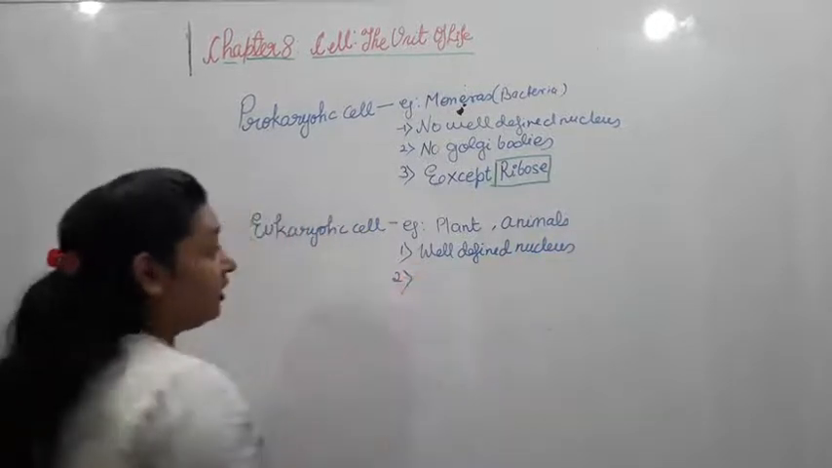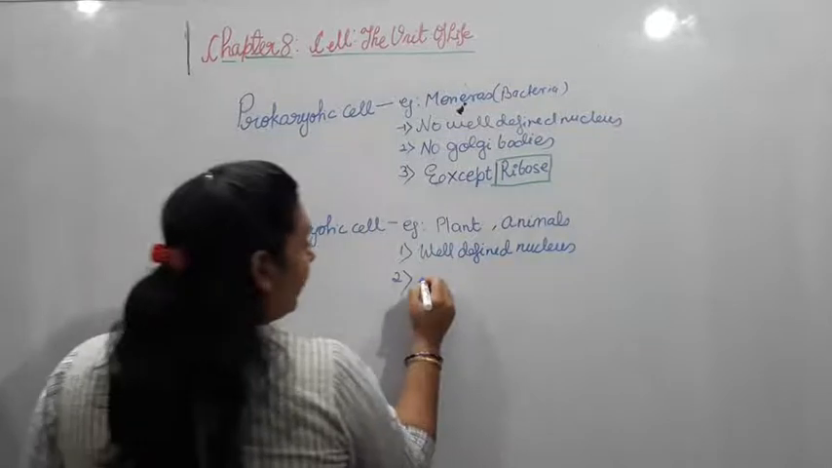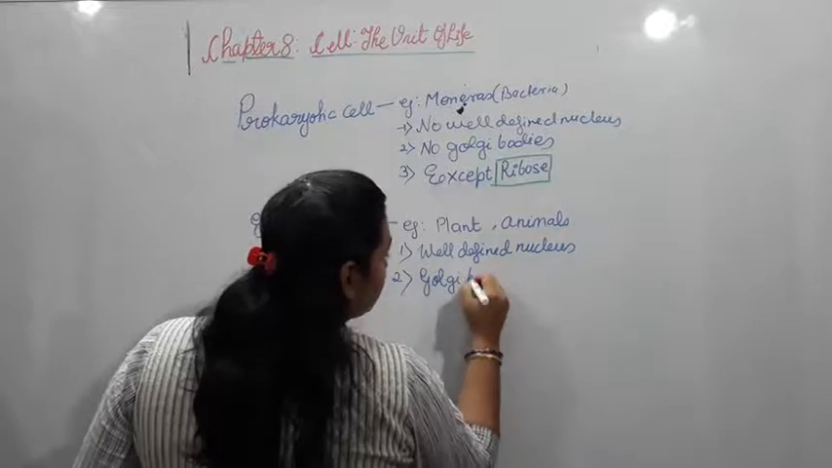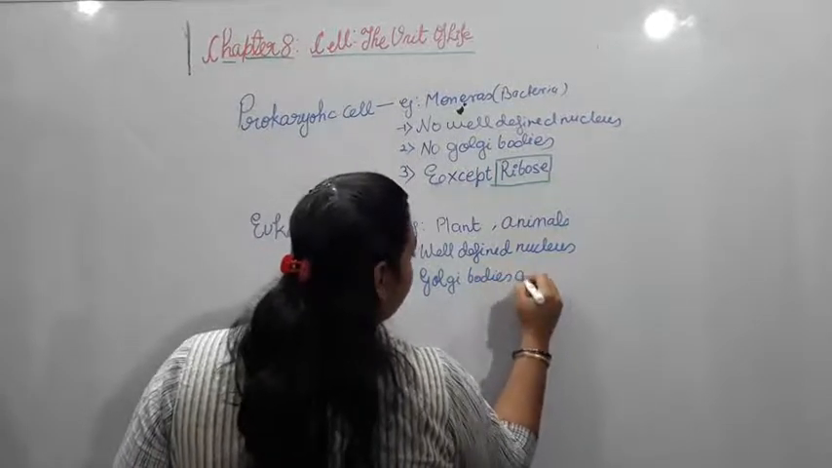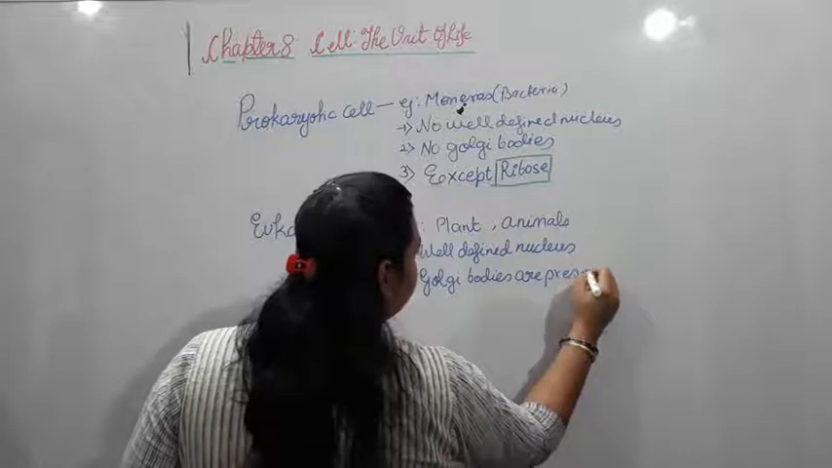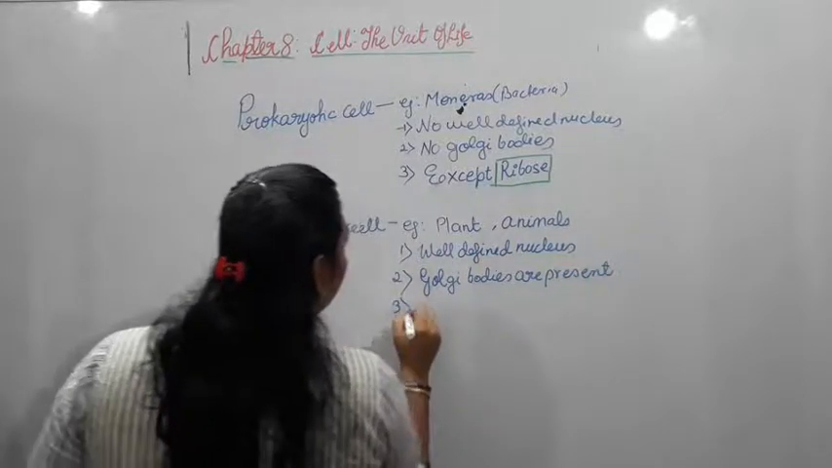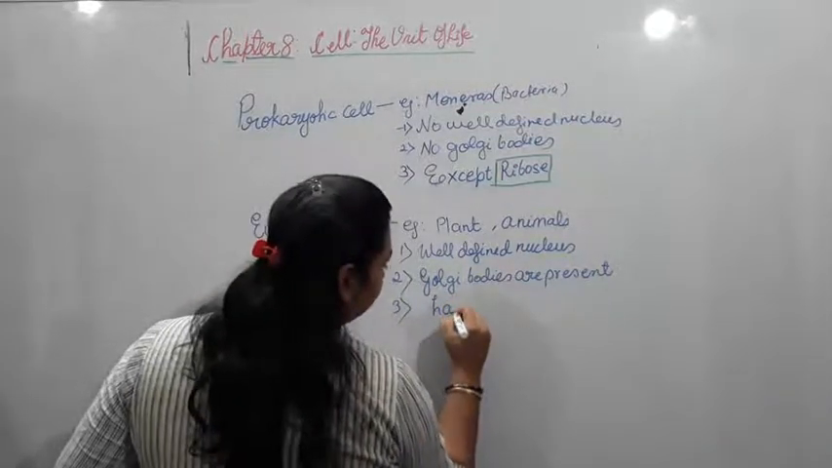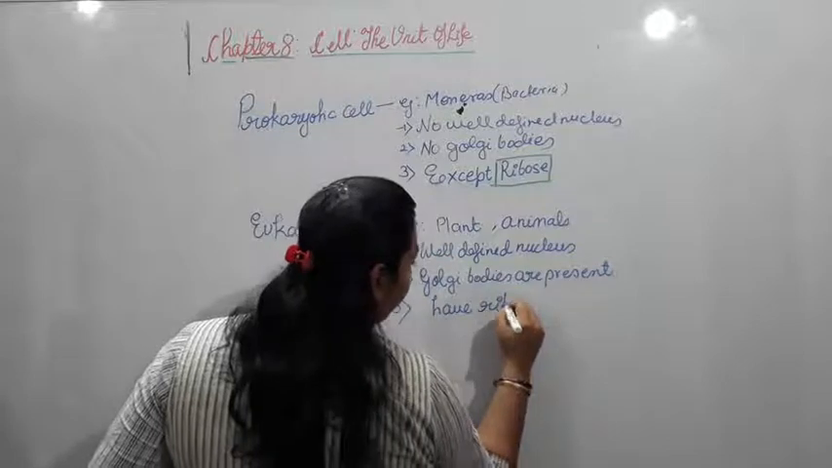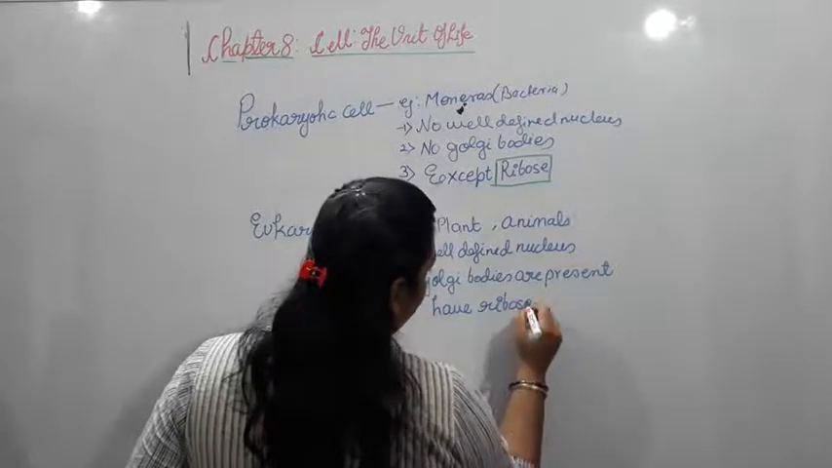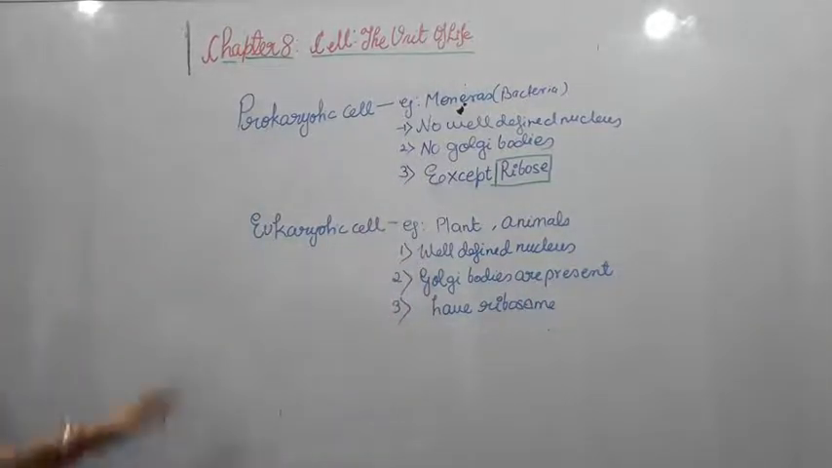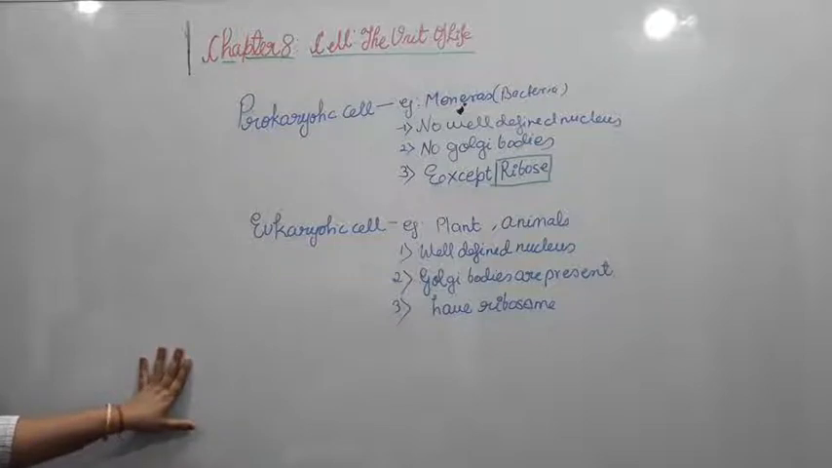They have Golgi bodies, because we need energy, and you know that because of mitochondria we have energy, right? So Golgi bodies are present. Third, yes, they have ribosome. So they also have ribosome. And this is a very important question generally asked in competitive exams. Okay, so this is the difference between the prokaryotic cell and the eukaryotic cell.